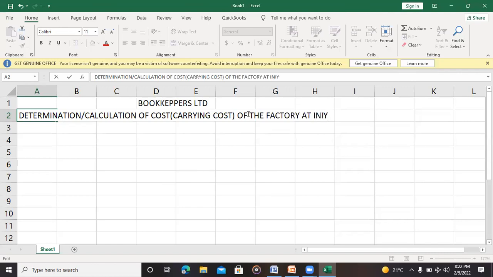At initial recognition. Okay, we have different types of recognition. We have initial recognition, and we also have subsequent recognition.